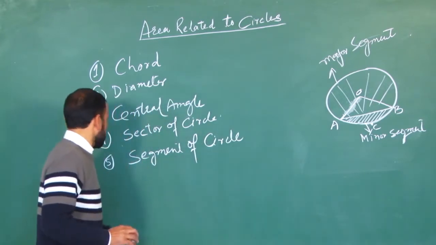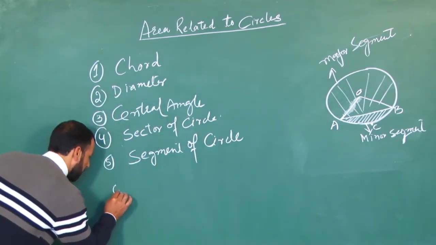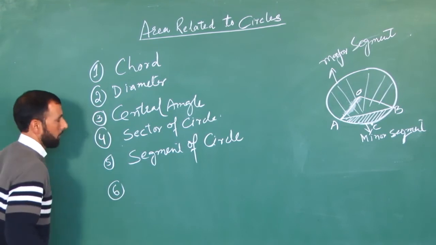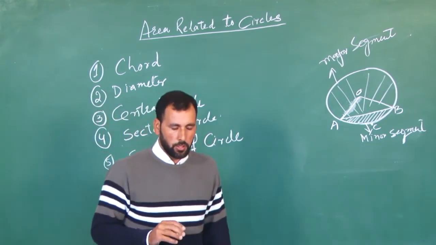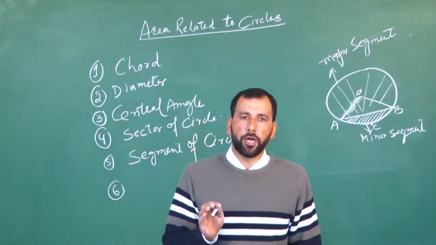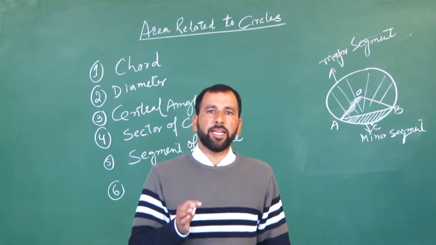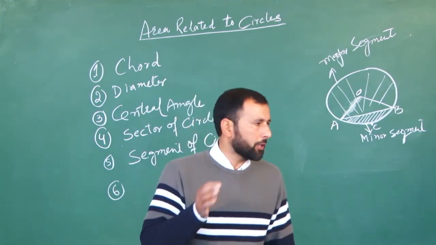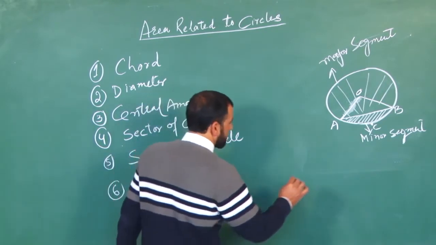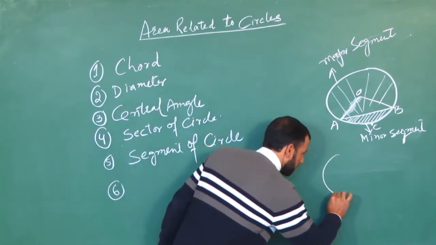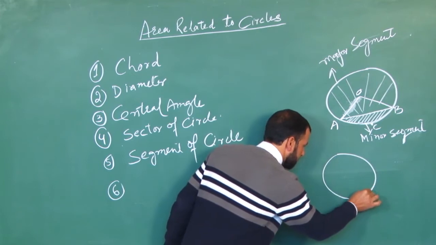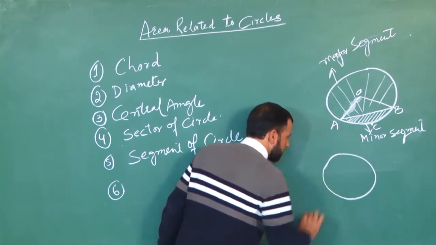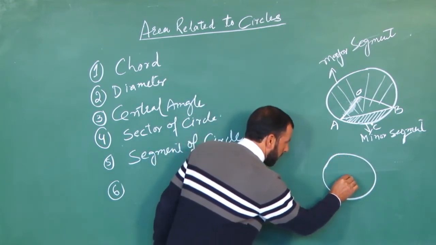Now we have the sixth point here, that is quadrant of a circle. A sector is said to be the quadrant of a circle when the central angle is equal to 90 degrees. Means if we draw a circle here like this, we take the center point as O.